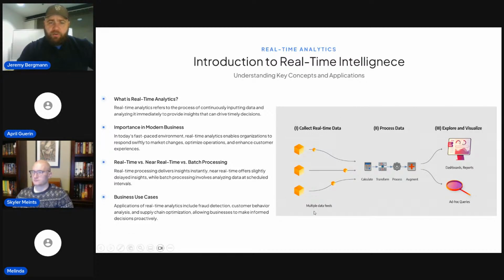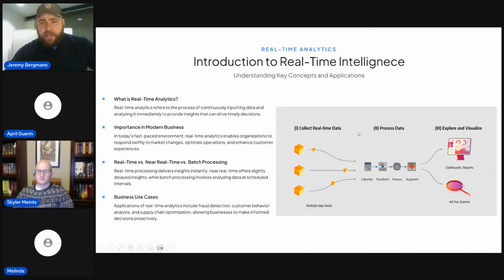So you're collecting real-time data. It can be any one of those types of data. You process data, similar to how we did the modeling or processing for regular data, so not real-time data, in the rest of the class, but you calculate, transform, process, and augment, usually augmenting data for your modeling or dashboards or reports.